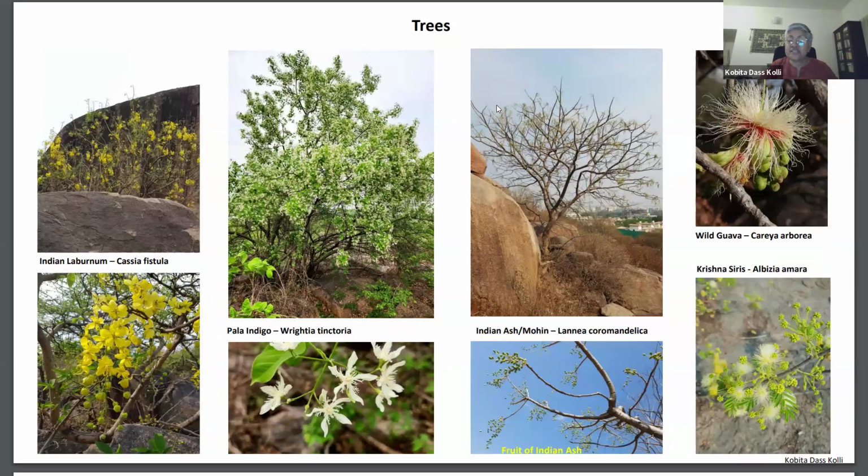These are some of the trees that we'll see. Many of them have bloomed in the dry season, and some of them will be blooming right now, like the laburnum. You can see what the tree looks like against the rocks on the top left hand corner, and these are the inflorescence on the bottom left corner. And then comes the pala indigo, the Wrightia tinctoria. Again, it's blooming right now. So maybe you will find a few flowers even at the end of April.